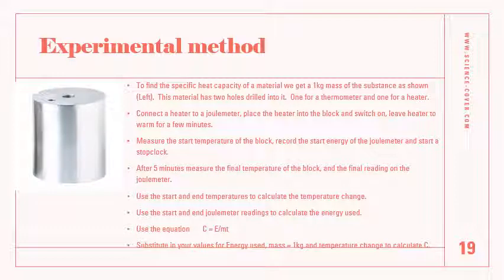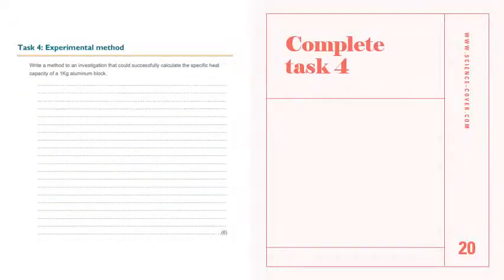So now we've got the energy used and we've also got the temperature change, and we know the mass of the block is 1 kilogram. So to work out the specific heat capacity, use the equation energy divided by mass times temperature change, substitute in the values that we've gathered in the experiment, and it should give us the calculated value for the specific heat capacity. Now pause the video and complete task 4.